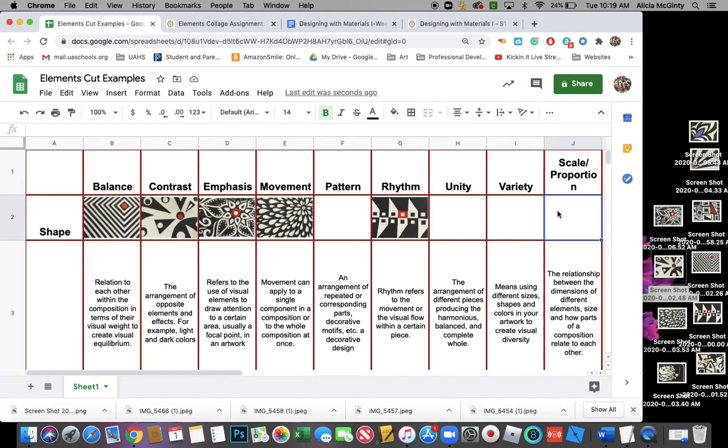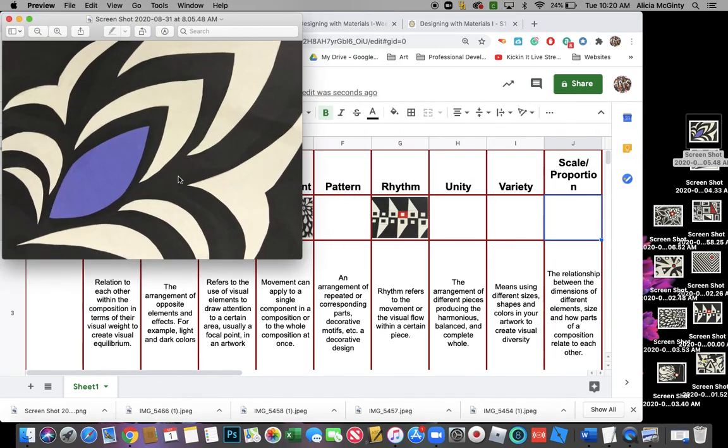Okay, so scale and proportion. This is the relationship between the dimensions of different elements, size, and how parts of the composition relate to each other. So I'm going to pull up this one because I think they did an interesting job of making it seem like it's foreshortening, like this is closer to me, but then these, as they move out, get larger. And then they have just one large color here.